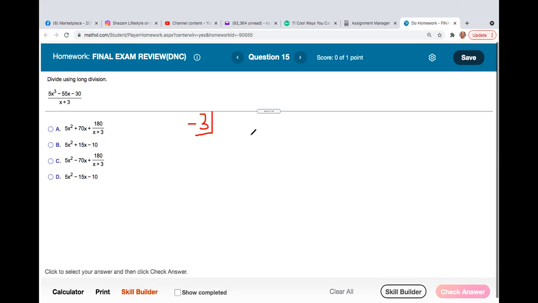Next part, we want to go ahead and list the coefficients of every single term of the polynomial. Well, the x cubed has a coefficient of 5. The next term down, the next power down should be x squared, but it's not there. So we're going to fill in a 0 to hold its place value. That's for the x squared. The coefficient of x is 55, Shazam. And then last but not least, the constant is -30.